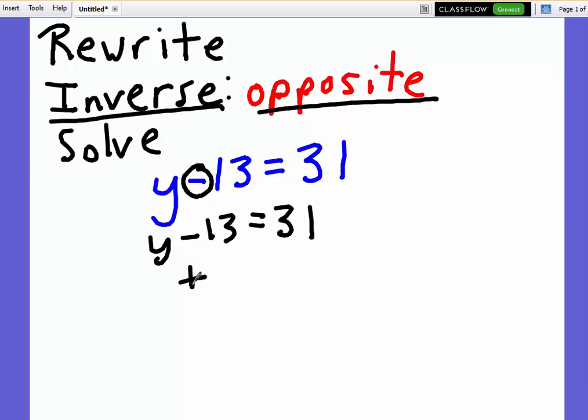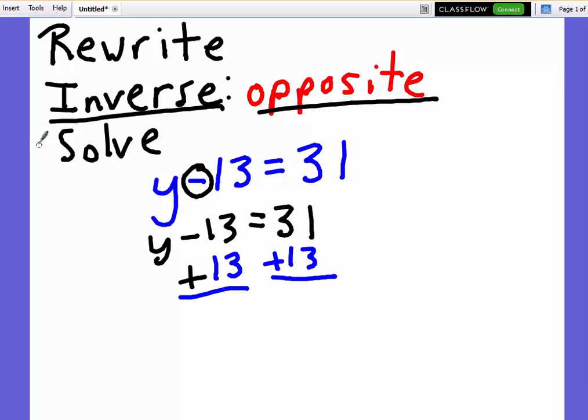I'm going to look what number is with my variable. So where is my variable? It's on my left side, and on the left side, I see a 13. So that's my number that I'm going to add. Whatever I do to the left side, I must do to the right side. So now I'm going to add 13 to the right, since I added 13 to the left.